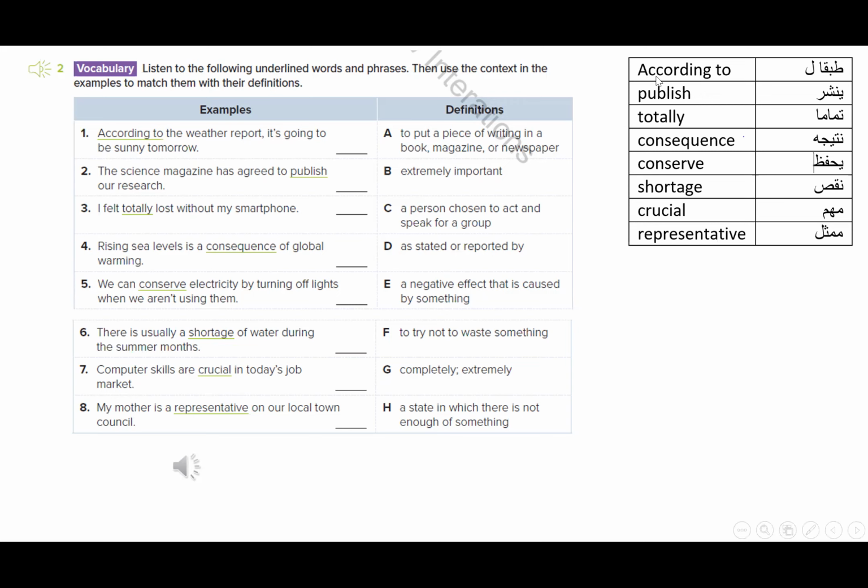You have these words. According to, for example, according to the information in the passage. يعني طبقا للمعلومات الموجودة في النص. Publish, to publish a book, publish a magazine. ينشر مجلة, ينشر كتاب. Totally, تماما. So كلمة completely. Consequence, اللي هي negative results or negative effects. نتائج سلبية, نقول لها consequence.